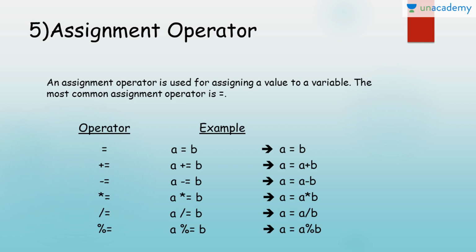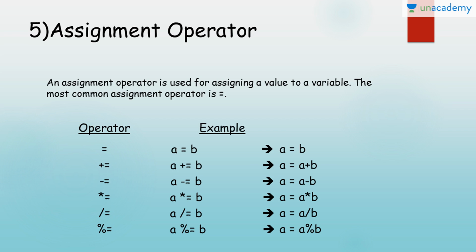So now we will move on to the assignment operators. So what is an assignment operator? It is used for assigning a value to a variable. So while writing a program, we would have seen that we will be assigning some value to some variable at some point in the program. So that is what we are doing in the assignment.